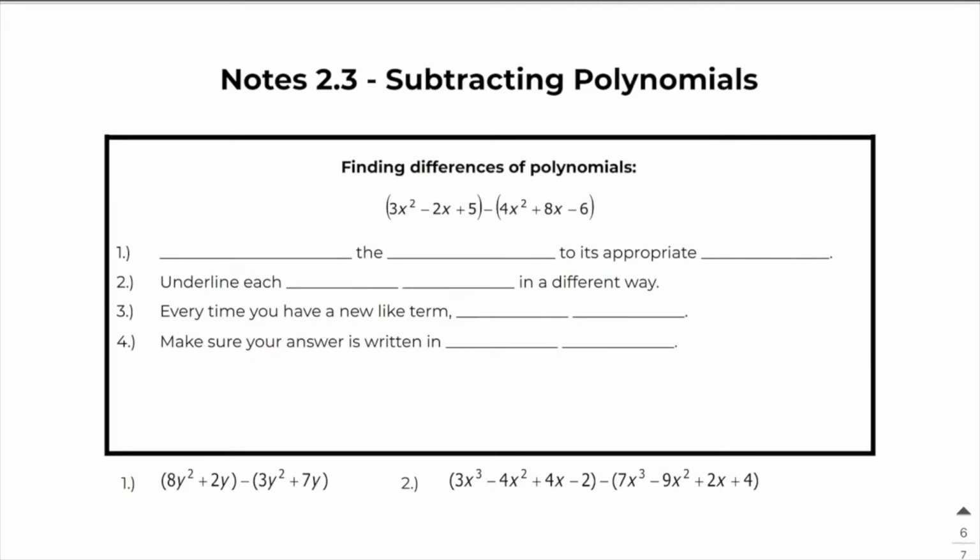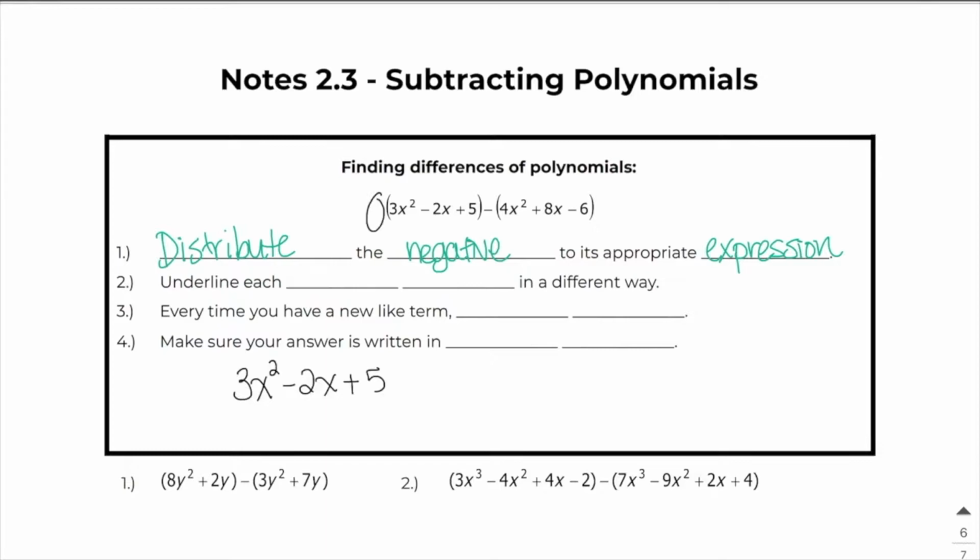So the first thing is distribute, and we've learned how to distribute. If we have any negatives, we're going to distribute the negative to its appropriate expression. We're going to go through this example with these different steps. I'm going to take the original expression and copy that down. And because there's nothing to distribute in front right here, I'm not going to need brackets anymore.